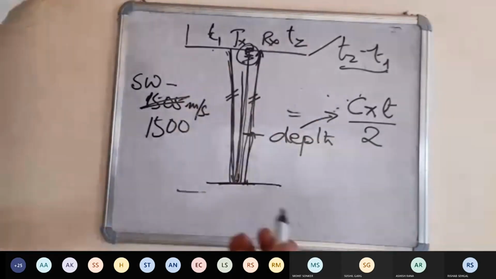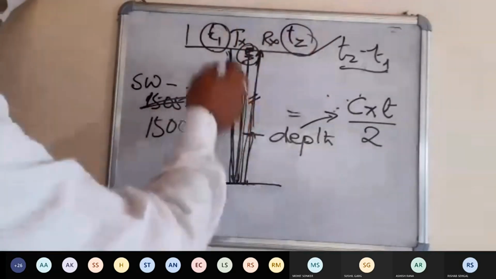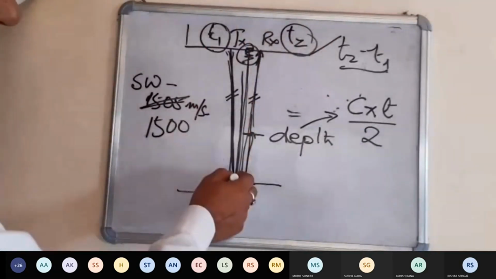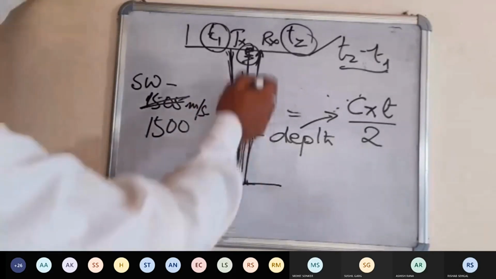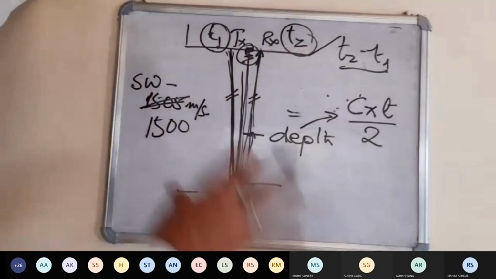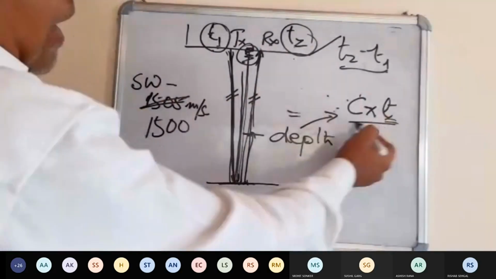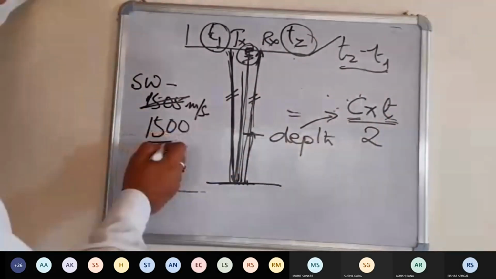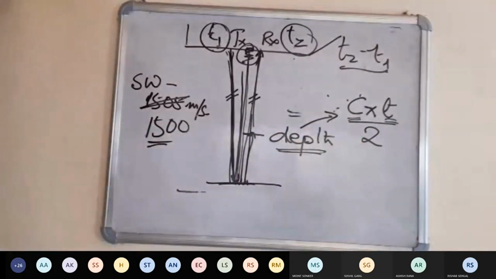So the echo sounder is all about finding out the time taken by the pulse to travel to the seabed and then come back. It is a device for calculating the total time. That time multiplied by the speed of the wave divided by 2 gives the depth of the water.